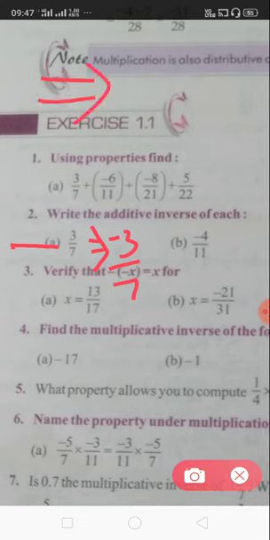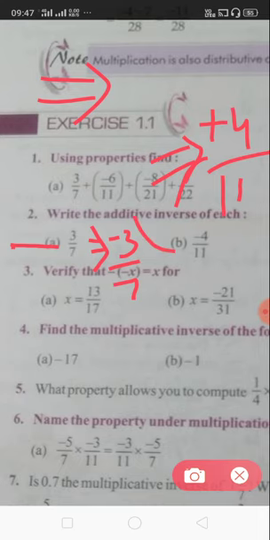Okay. Now similarly the next, the b part. Its inverse, what is it? Minus 4 by 11. You write here additive inverse of minus 4 by 11 implies that here is minus, so you change its sign, it becomes positive. So you write here plus 4 by 11. This is your additive inverse of this.